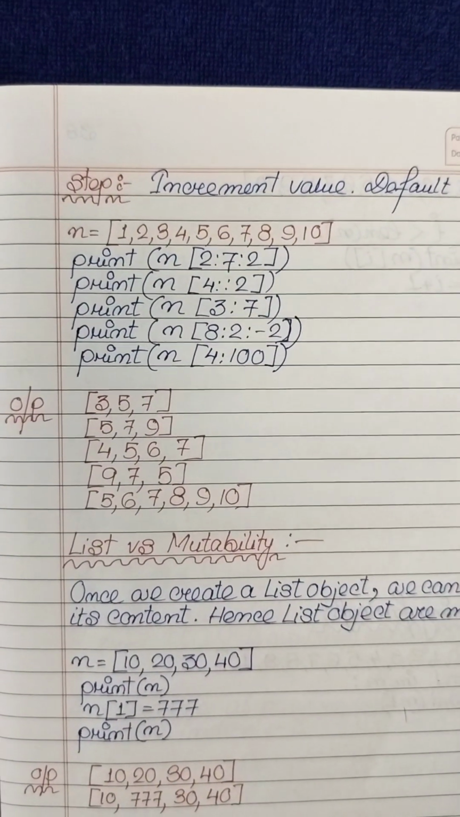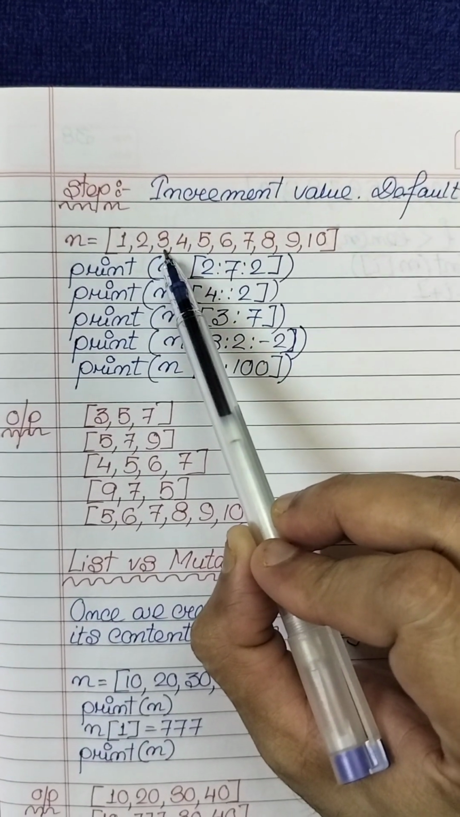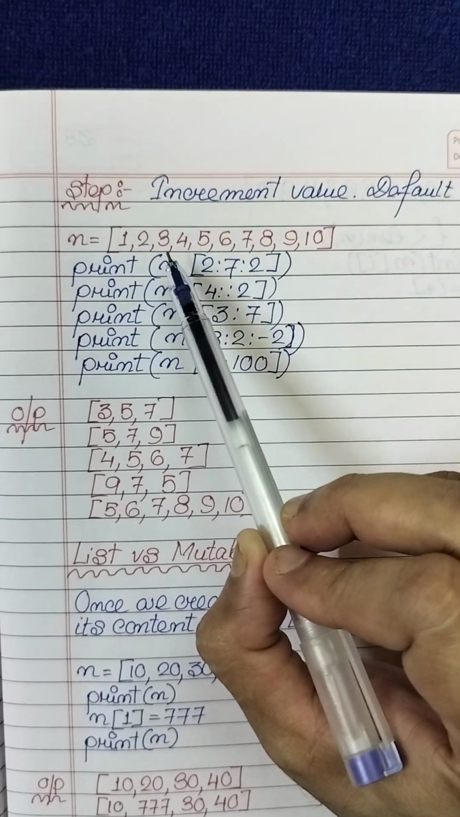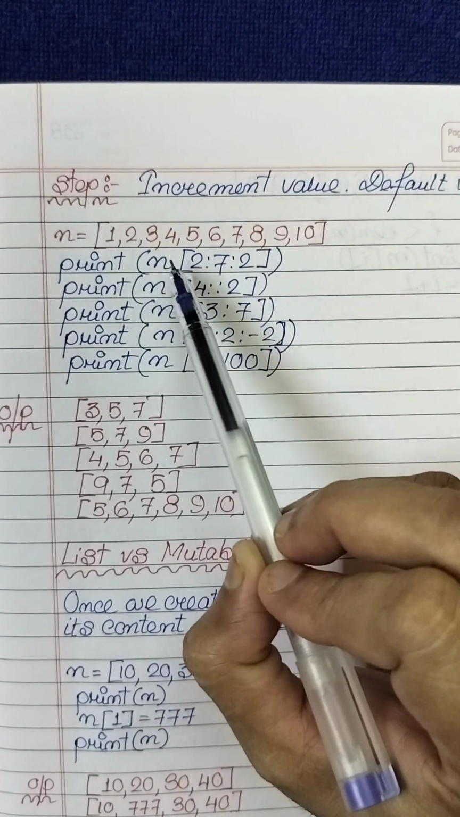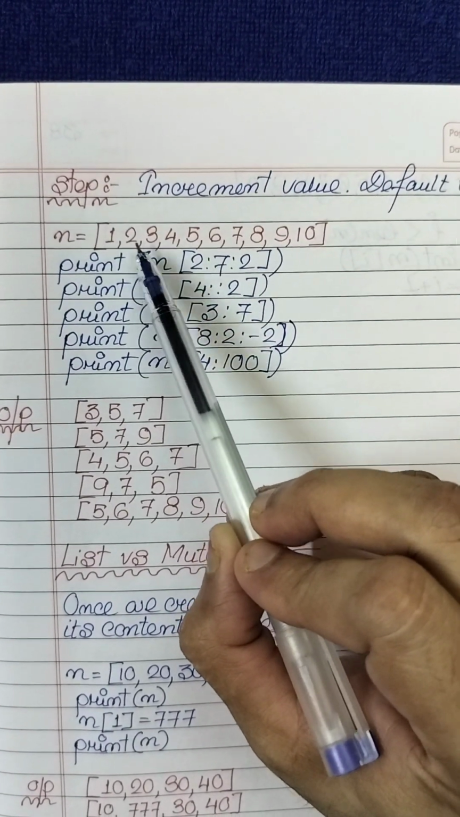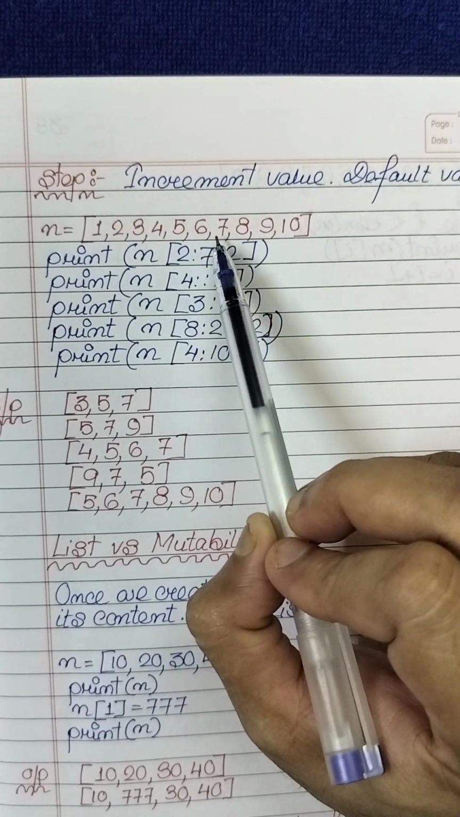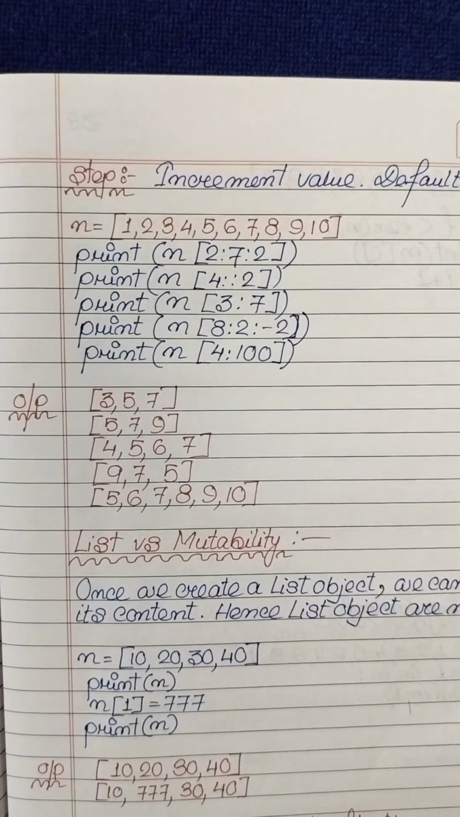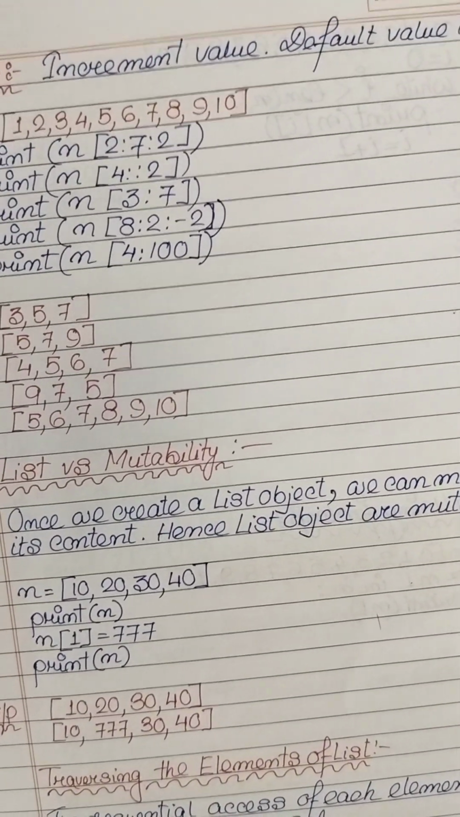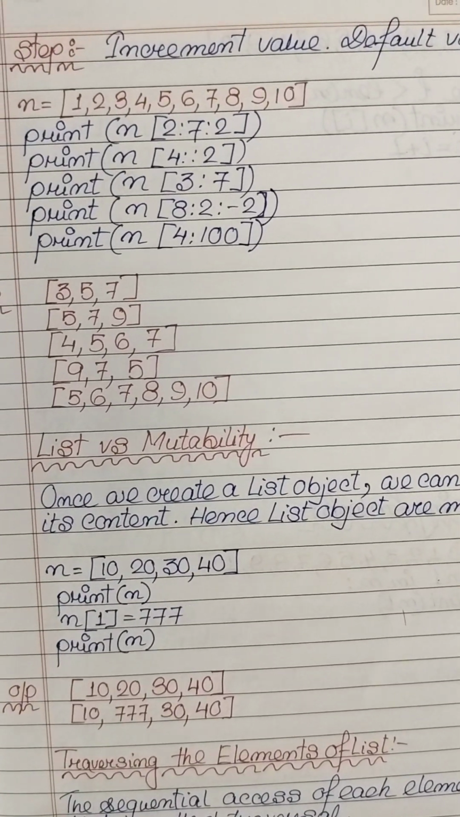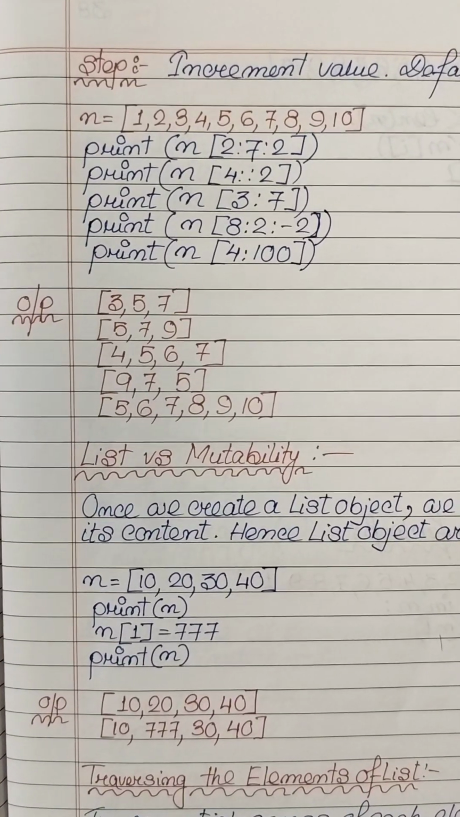Then it will be 0, 1, 2. That means it will start from 3. End 7 means end at the 7th position. That means 7 is 0, 1, 2, 3, 4, 5, 6. And the step is 2. That means after 3 we will get 5 and after 5 we will get 7. Here we will get 7.